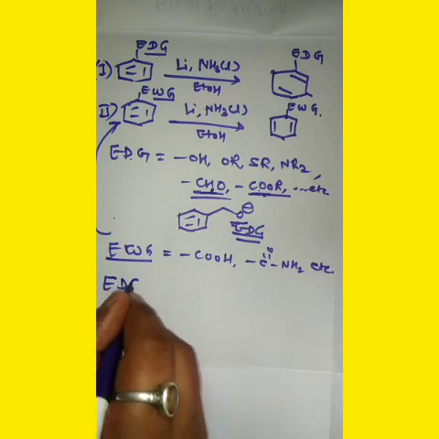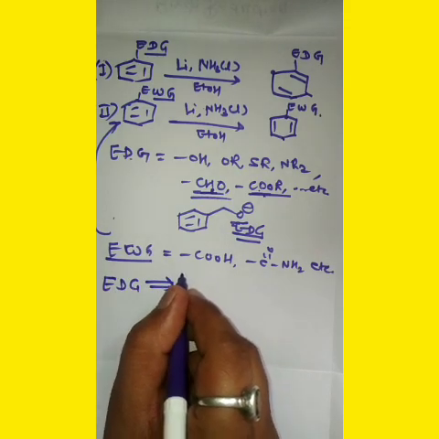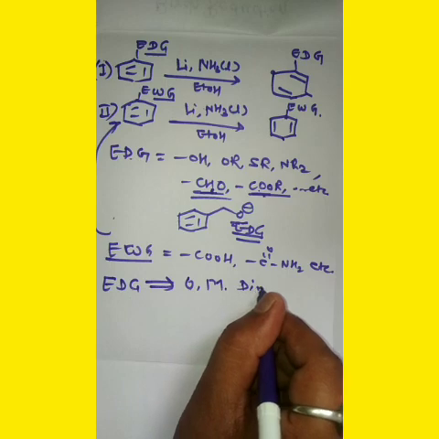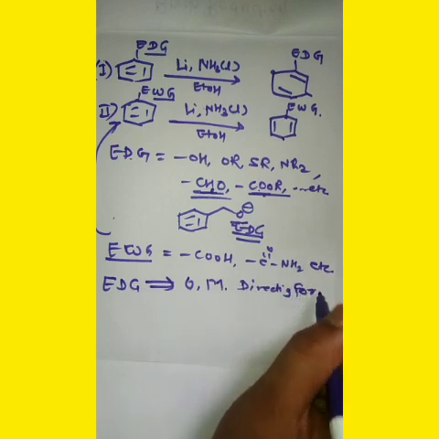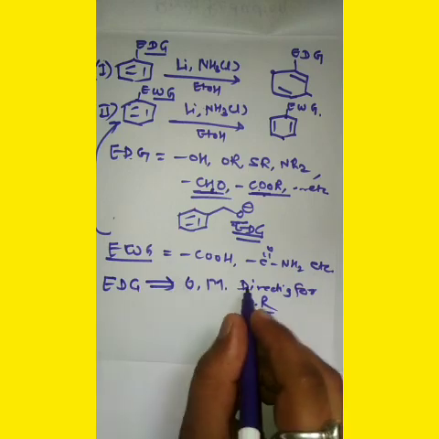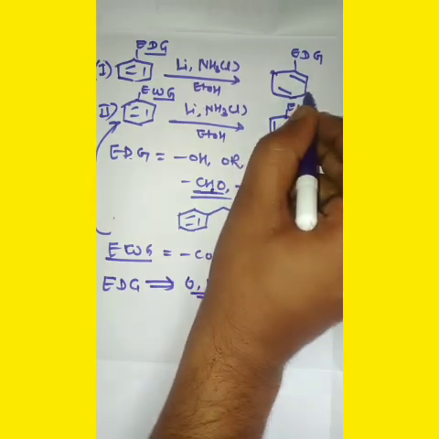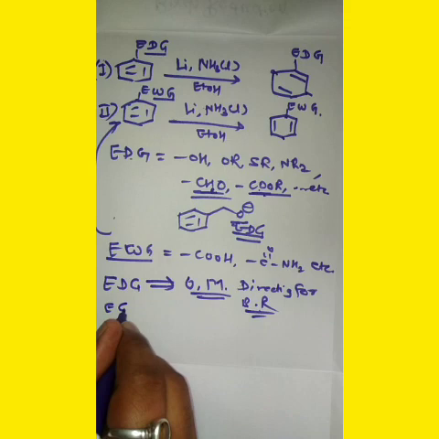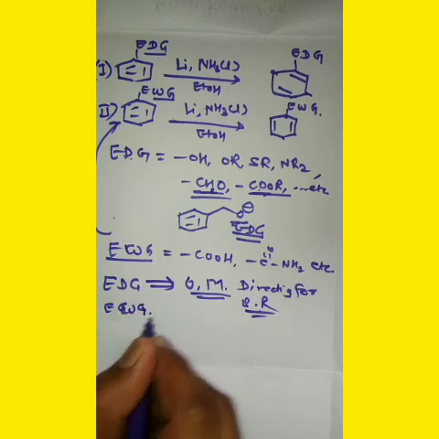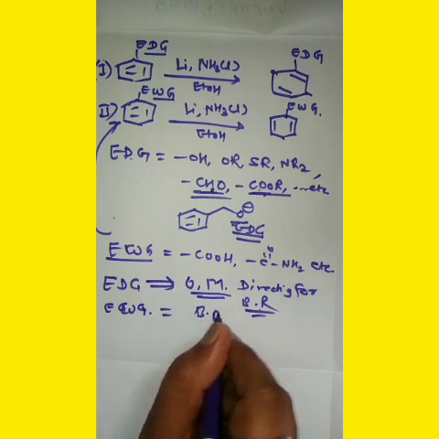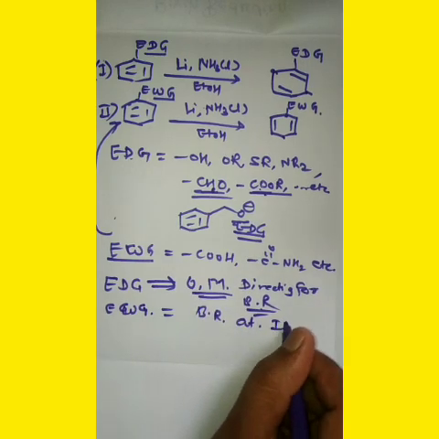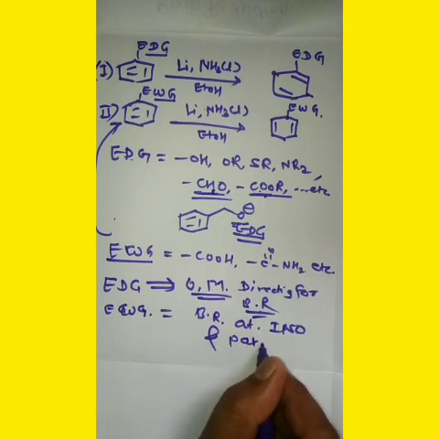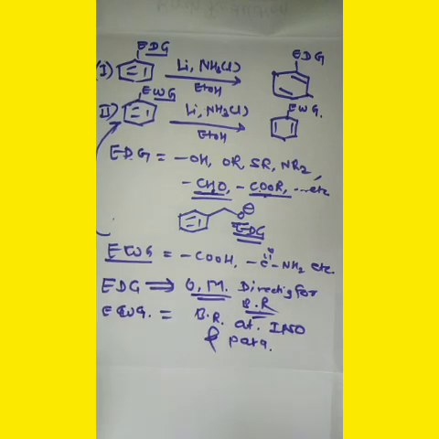So you can write this as: for electron donating groups present, it is ortho meta directing for Birch reduction, or simply Birch reduction happens at the ortho and meta positions in case of electron donating groups, or in case of electron withdrawing groups, Birch reduction happens at the ipso and para positions.